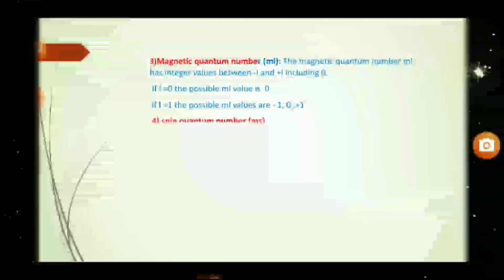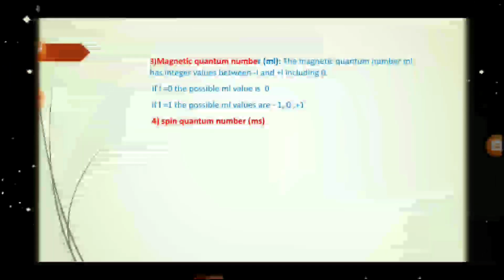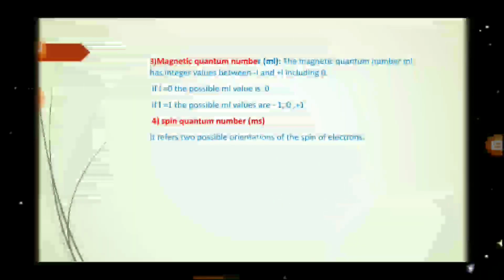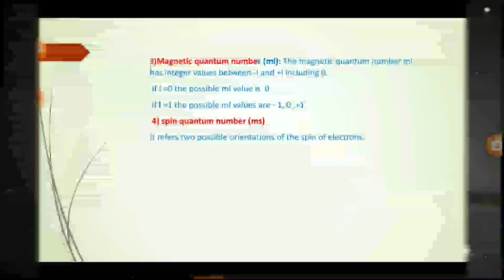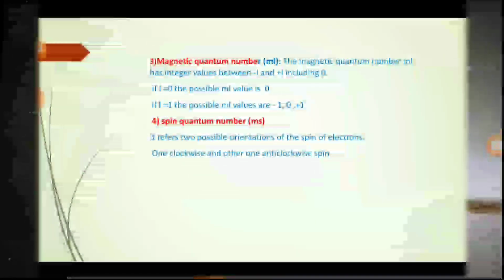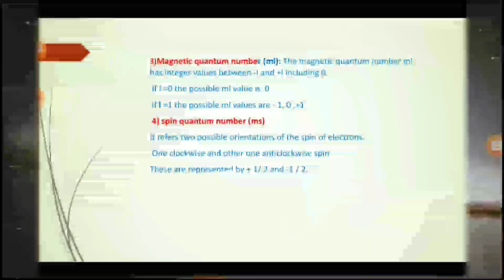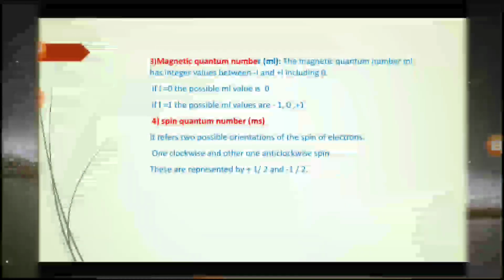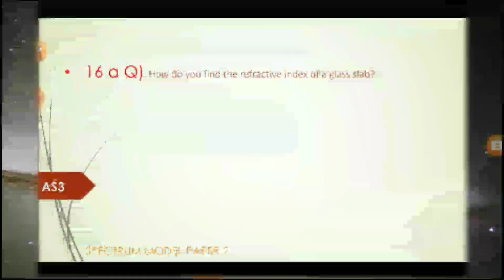Spin quantum number, ms. It refers to the possible orientation of the spin of electrons, one clockwise and the other anti-clockwise spin. These are represented by plus half and minus half.